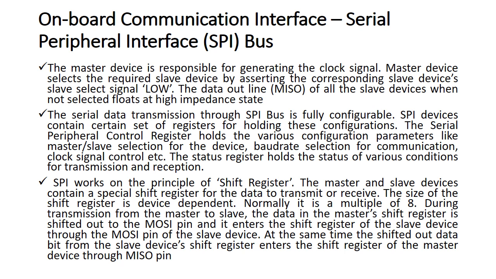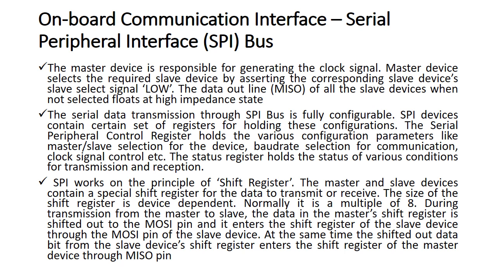The serial peripheral control register holds various configuration parameters like master slave selection for the device, baud rate selection for communication, clock signal control, etc. Now here the baud rate means the rate of data transmission. For example, if the baud rate is 9600, which means 9600 bits are transmitted per second. So the unit is bits per second for the baud rate.